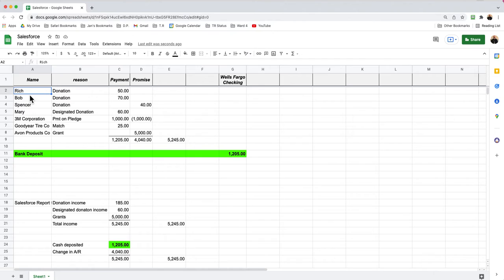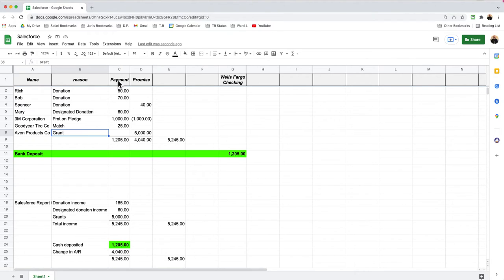7 transactions, my bad. We've got 3 straight up donations, a designated donation. There was a payment on a pledge made earlier. This could be a grant money, for instance. Here's a match from Goodyear, and Avon Products gave us a grant.